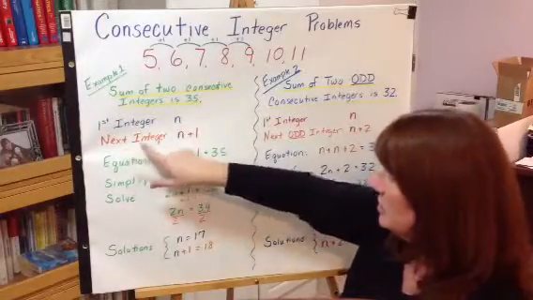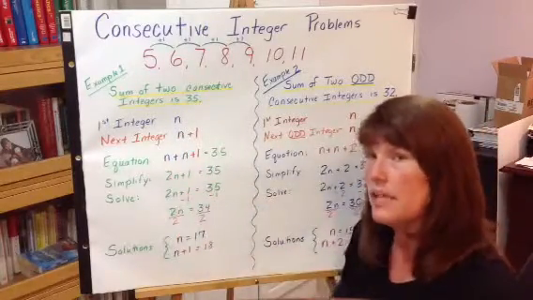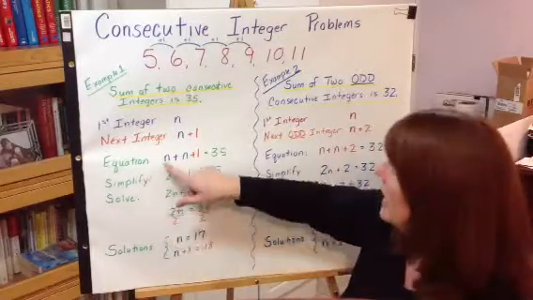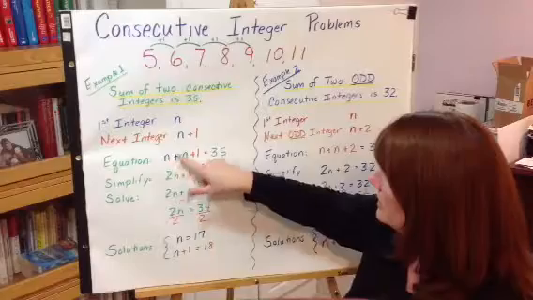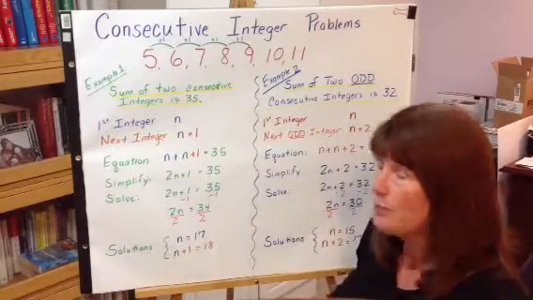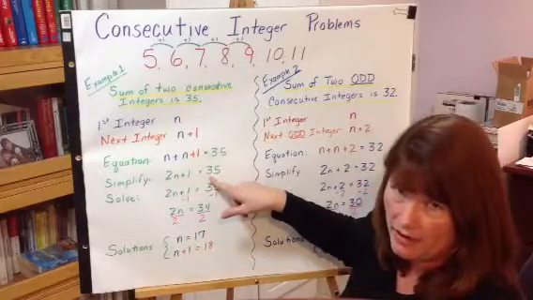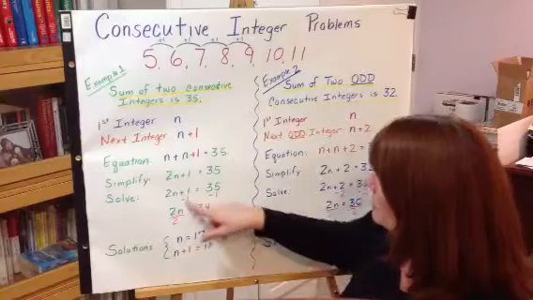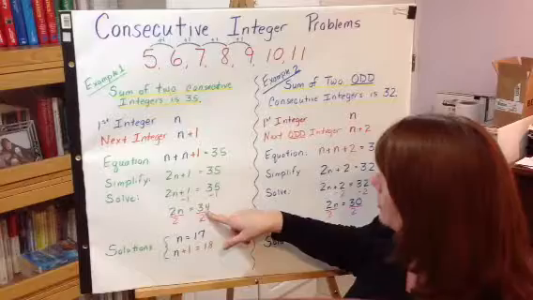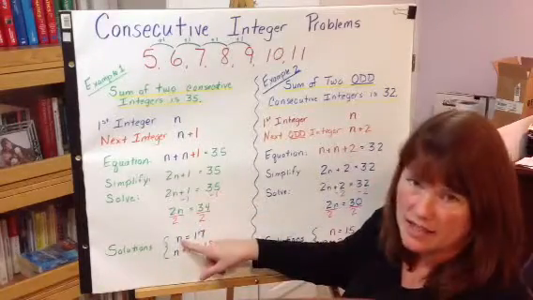My next integer will be n plus 1, because to get to the next integer, I would simply add 1 on the number line. So I will then write the equation n for the first integer plus n plus 1 for the second integer equals 35. Then I simplify: 2n plus 1 equals 35. And then I solve. I subtract 1 from each side, which gives me 2n equals 34. Divide by 2, and I find that n is 17.